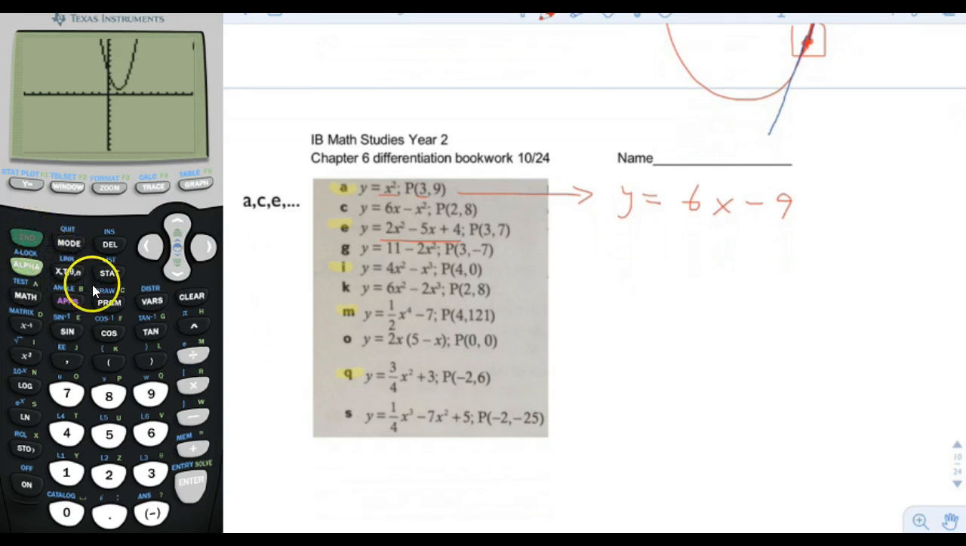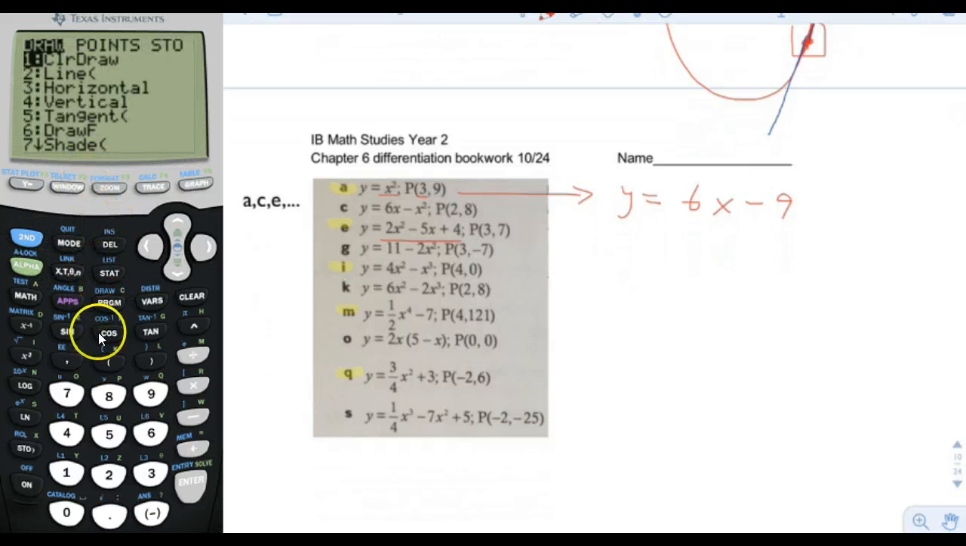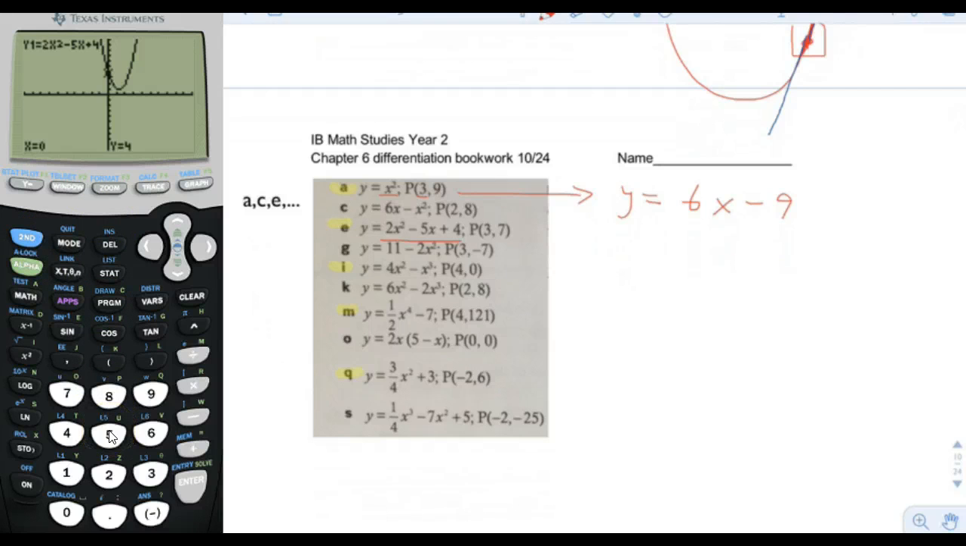And then we will second draw the tangent line. Second draw. Tangent line 5. And then we want the tangent line at x equals 3. So we'll hit 3, enter. And the tangent line is right there. And the equation for the tangent line is y equals 7x minus 14. Okay?